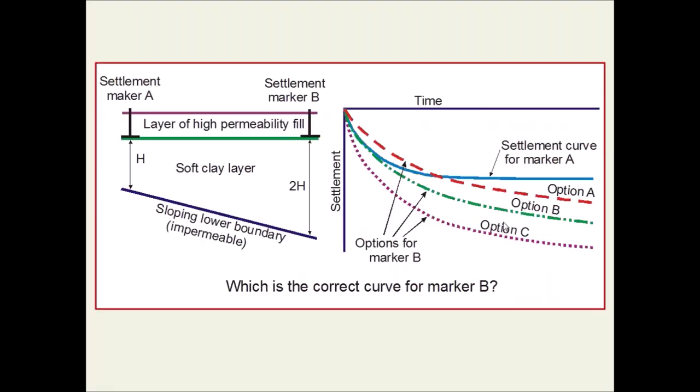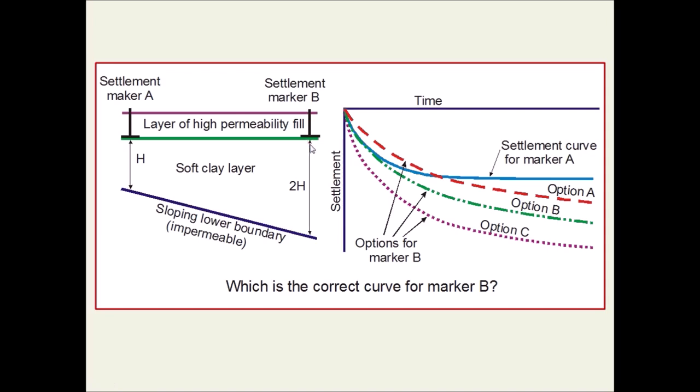One more example is this one here. We've got a wide site, one end of which has twice the depth of soft layers as the other. So we've got a uniform load on the surface, and we've put a settlement marker here and a settlement marker here. And from settlement marker A, we've got this blue line here. So what's the line going to be for this settlement marker here?